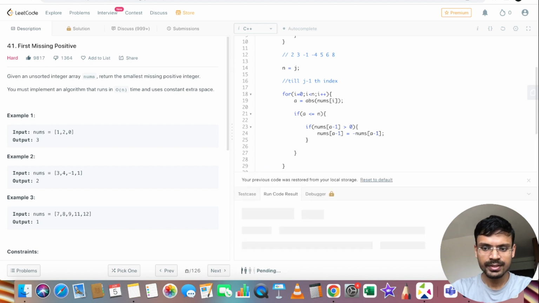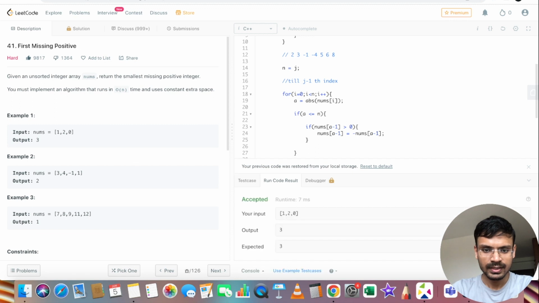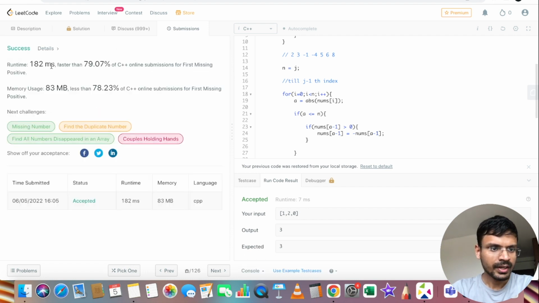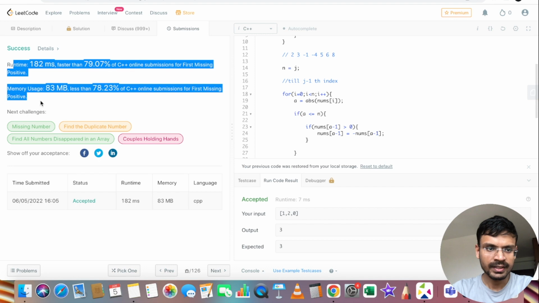Let's try to run this code. Yeah, it's okay. I'm submitting it. Yeah, so runtime and memory usage are also perfectly fine.